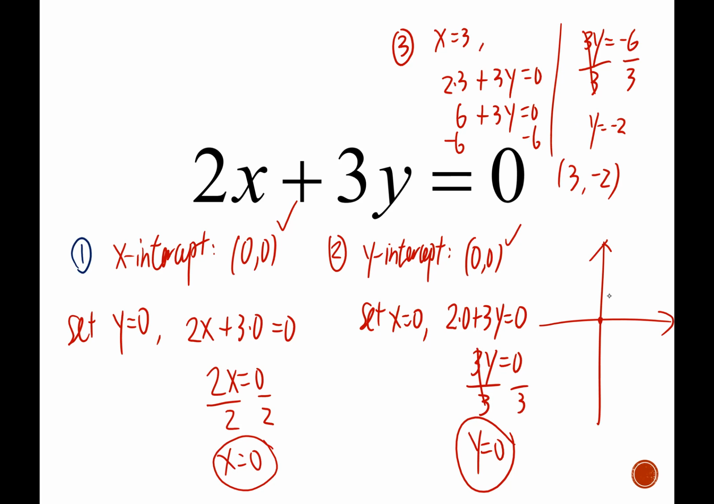(0, 0), and then (3, -2). This (0, 0) is the origin, right? And the other one is (3, -2), which is down here. Now you connect those two ordered pairs and you get a line. So that's how you do it. This is a very special case, because when you try to use the x- and y-intercepts, they turn out to be the same ordered pair, right? So you have to generate another ordered pair to graph it.